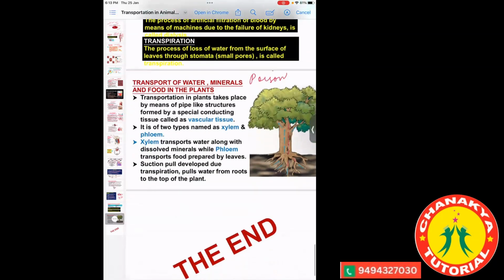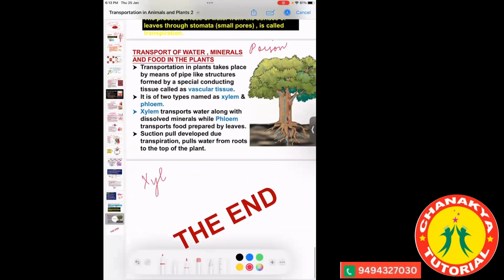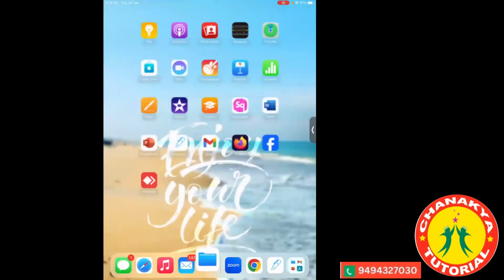And talking about plants, they have two types of cells, xylem and phloem. Xylem basically helps in the transportation of water, and phloem helps in the transportation of food. With the help of xylem, water goes from the root up to the stem and to the leaf. Whereas with the help of phloem tissue, whatever food has been generated in the leaf has to go to the stem and then to the other parts of the plant. So that is how the transportation of water, minerals, and food is done in plants.